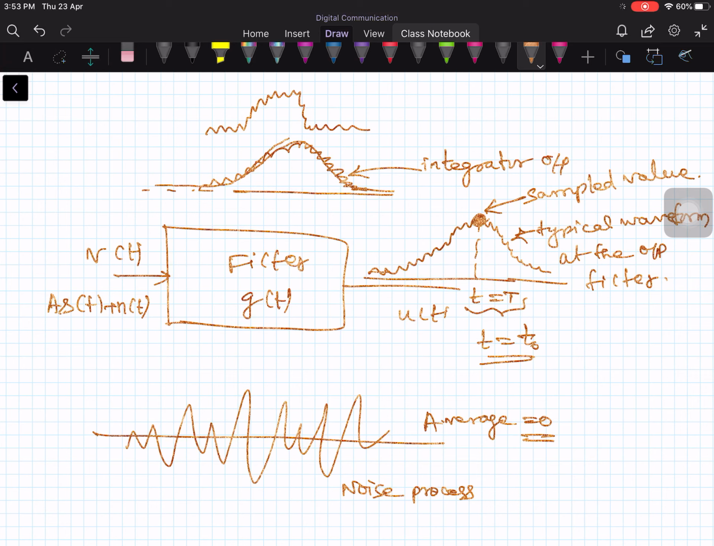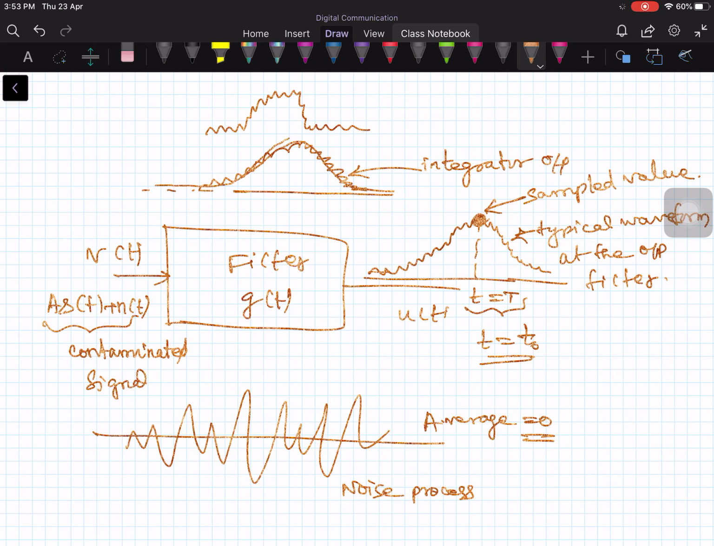Therefore, the integrator circuit will remove the noise as much as possible. That is why, in order to eliminate the contribution of noise to a considerable amount, we are passing this contaminated signal to the integrator. So that is the purpose. Contaminated signal is passed through the integrator.